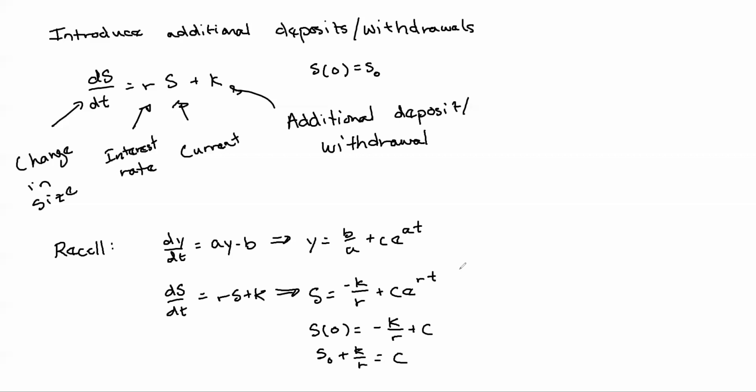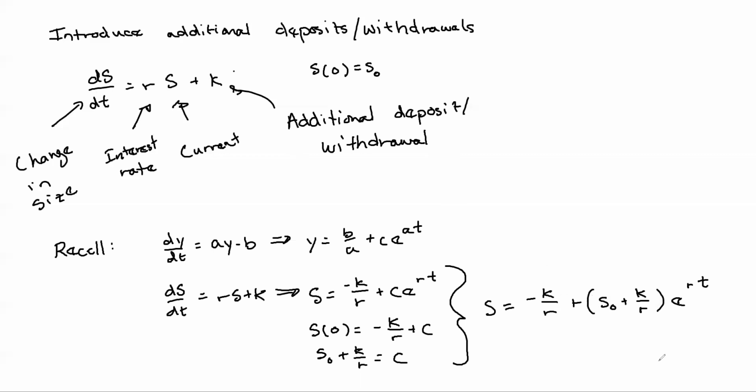And then if you just take that and put all of that together, we get s equals negative k over r plus s naught plus k over r e to the rt. And so that's our solution to the differential equation. That's the solution that would model this scenario where we have both a current amount times an interest rate, which gives us growth, and then we also have additional deposits and withdrawals. So it models the more complicated situation.